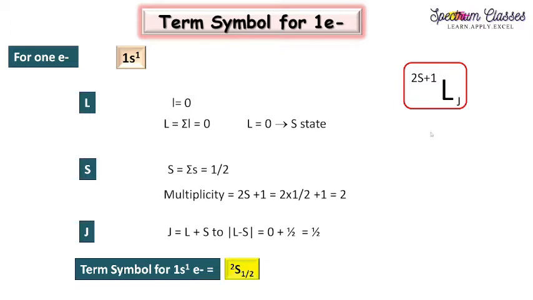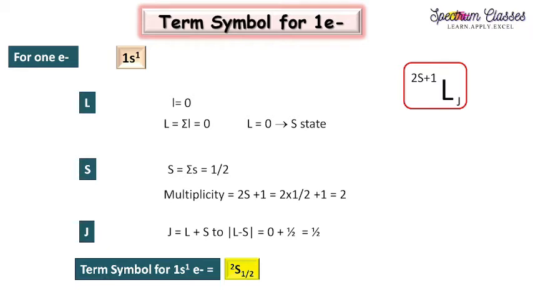Then put multiplicity. So multiplicity is equal to 2. Write 2 as a superscript on the left hand side. Now on the right hand side put J as a subscript. So J is having 1 by 2 value. So here this is the term symbol for this 1s electron. So this is how one can determine the term symbol for S1 type of electron.